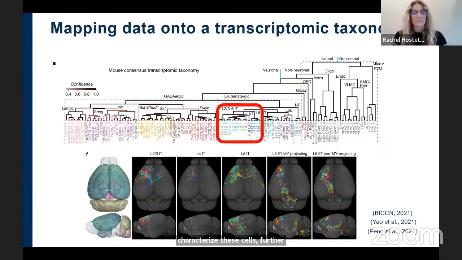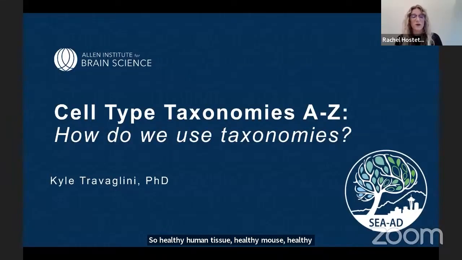And so those are just some examples of some of the recent taxonomies generated at the Allen Institute and with our collaborators. And every example that I showed so far was just research and data from healthy animals. So healthy human tissue, healthy mouse, healthy marmoset. And in our next segment, we're going to move on to Kyle, and he's also going to talk about taxonomies, but he's specifically going to talk about how taxonomies are affected by different disease states.